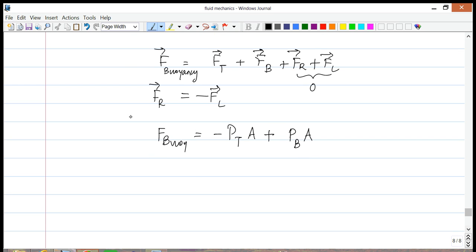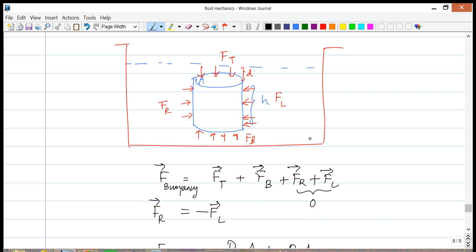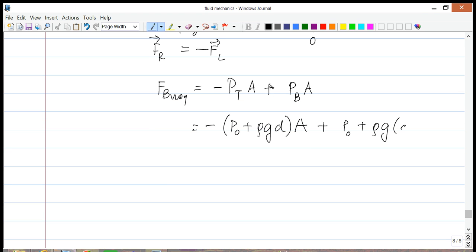Great. Now we know the pressure with respect to depth. The pressure at the top is P0 plus rho g d, where rho is the density of the liquid, times A, plus the pressure at the bottom, which is P0 plus rho times g. Now the depth of the bottom, if you look at this picture, is D plus H, so I'm going to multiply all this by A. All we need to do is some basic algebra and life is good.